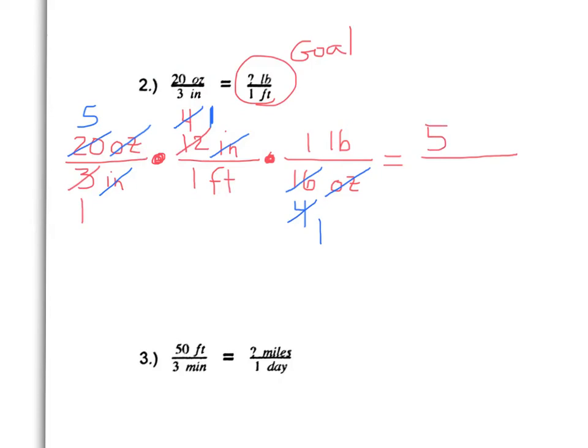What units of measure do I have left on the top? The only thing left, pounds. And by the way, that was my goal, to get pounds on the top. Underneath, 1 times 1 times 1 is 1, and the units of measure, feet, is the only thing left. But that's exactly what I wanted, feet. All right, so I just followed the units of measure from bottom to top, from top to bottom.